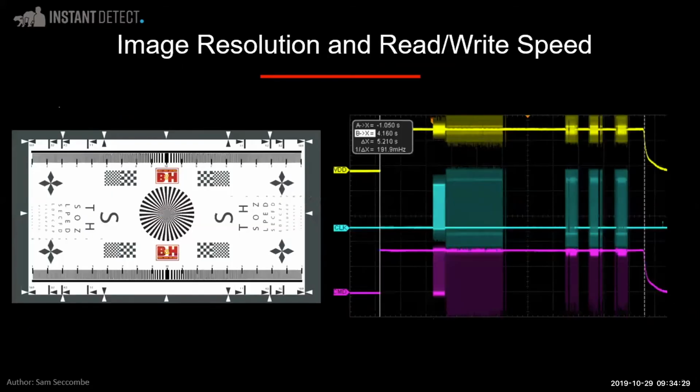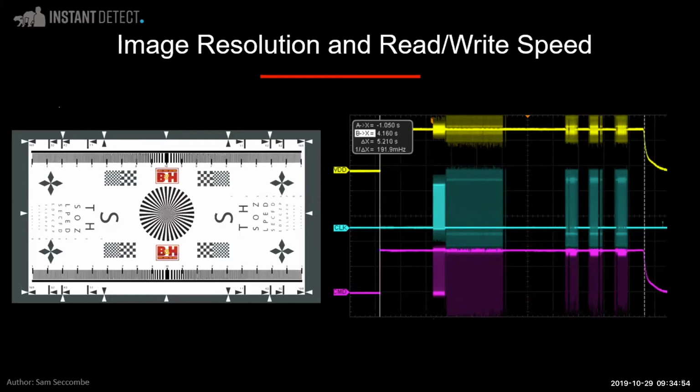The final little area I want to touch on today is the image resolution and read-write speed of cameras. Image resolution has a huge consequence on the read and write speed of a camera. And this in turn affects the speed that the camera can capture images at and the recovery time of the camera. And it also influences the amount of power the camera is going to use. So how does this work?